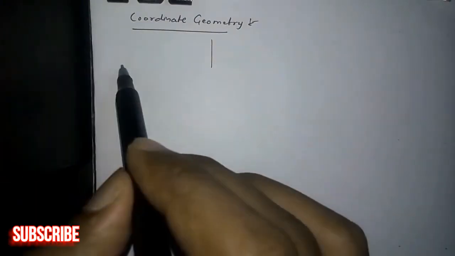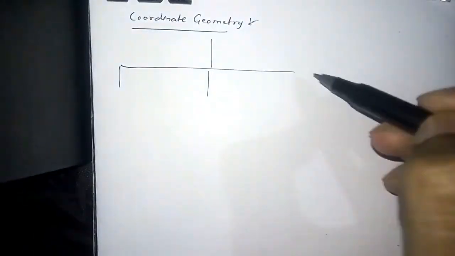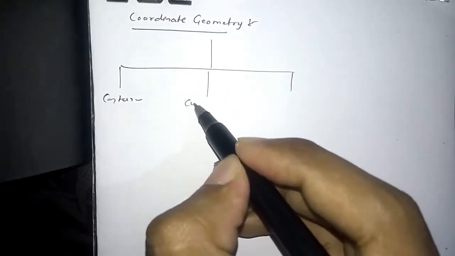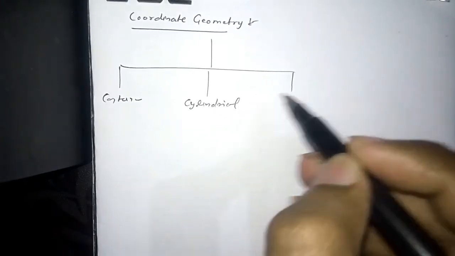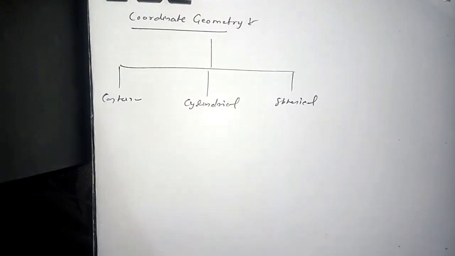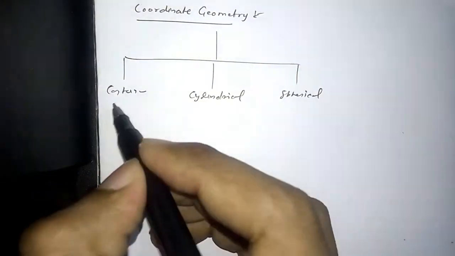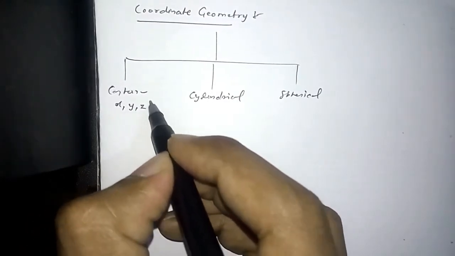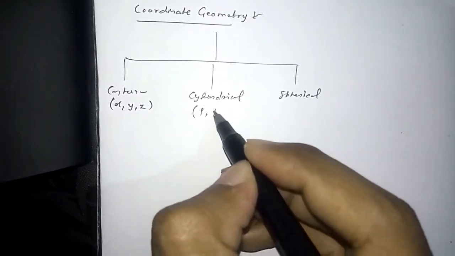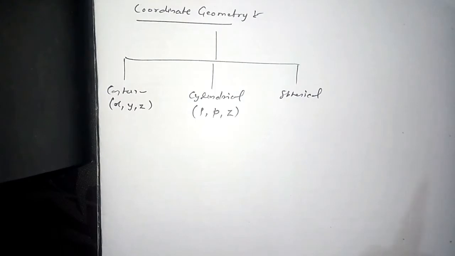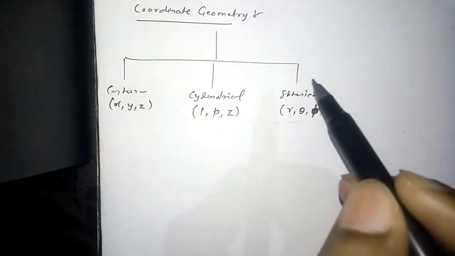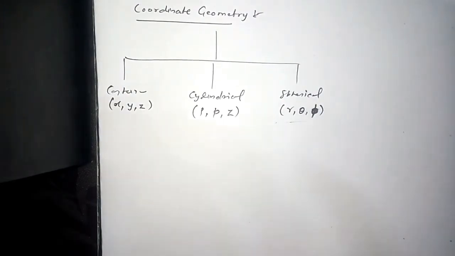आज के लेक्चर में हम बात करने वाले हैं कोऑर्डिनेट ज्योमेट्री के बारे में, in which we have 3 coordinate systems. First one is Cartesian, second one is cylindrical, and the third one is spherical coordinate system. In Cartesian, we represent a point by x, y, z. In cylindrical coordinate, we represent by r, phi, and z. And in spherical coordinate, we represent a point by r, theta, and phi.